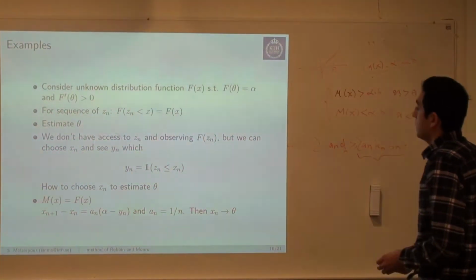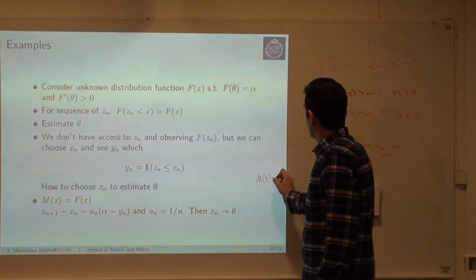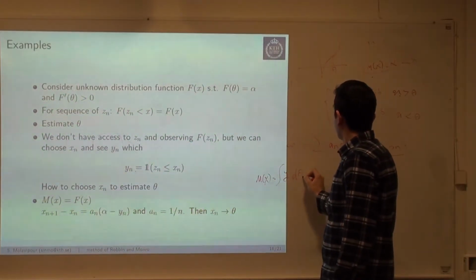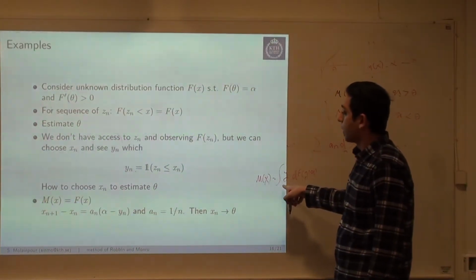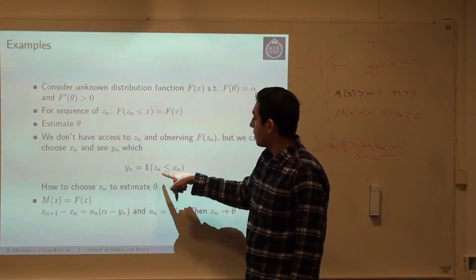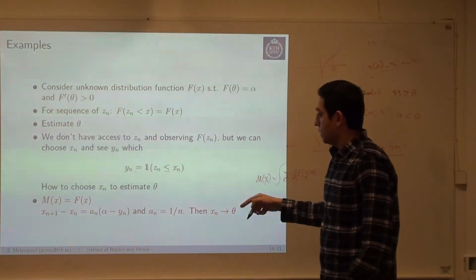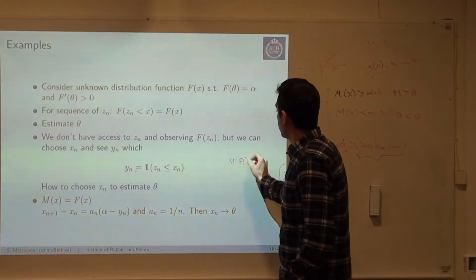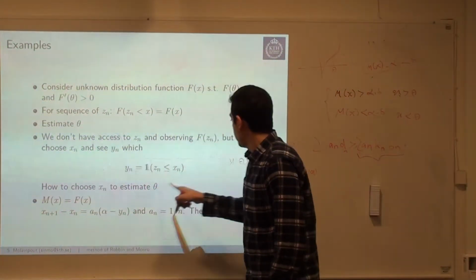You can see that mx was the integral of y d of f of y given x. So it's like the average of y. But you can see that the average of y with this definition is exactly the fx or the fzn function. So here, if we do the algorithm to find m theta equals alpha, it means that we have found the solution for f theta equals alpha.